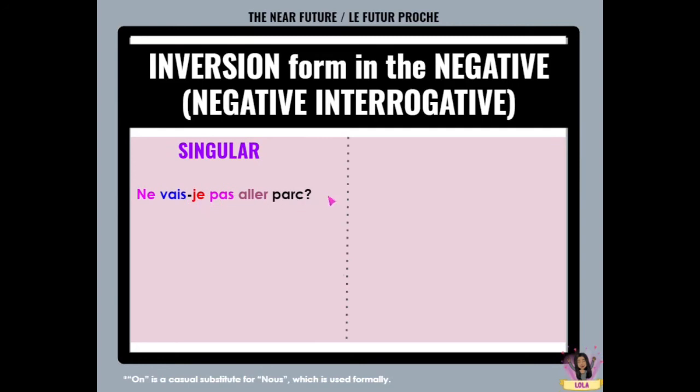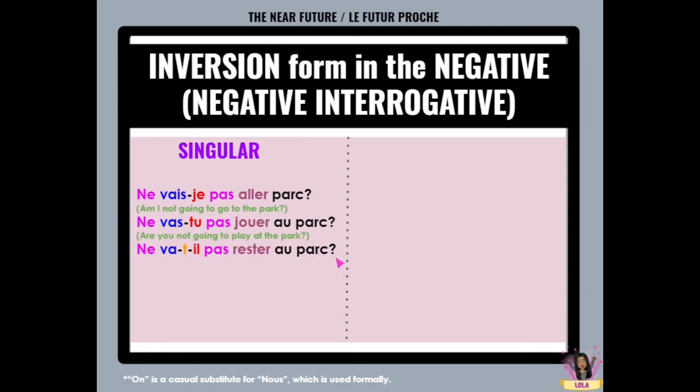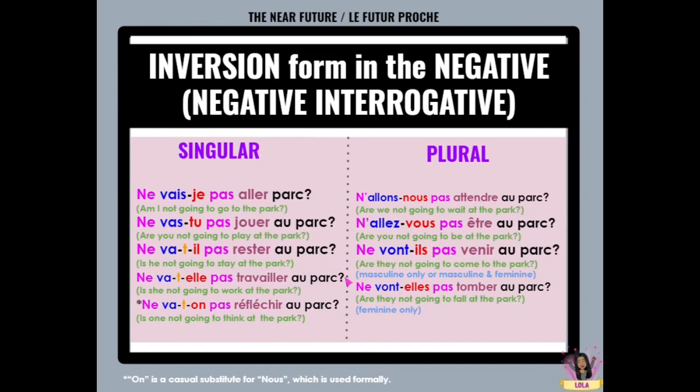So it becomes ne vais-je pas aller au parc? Ne vas-tu pas jouer au parc? Ne va-t-il pas rester au parc? Ne va-t-elle pas travailler au parc? Ne va-t-on pas réfléchir au parc? N'allons-nous pas attendre au parc? N'allez-vous pas être au parc? Ne vont-ils pas venir au parc? Ne vont-elles pas tomber au parc? And those are all your sentences in the inversion form in the negative.